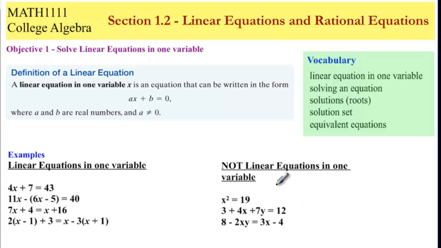All right, the ones that are not linear equations in one variable. So this x squared, we already know now that squared is a parabola, but squared's not linear, right? Okay, squared is not linear. Linear just means line.